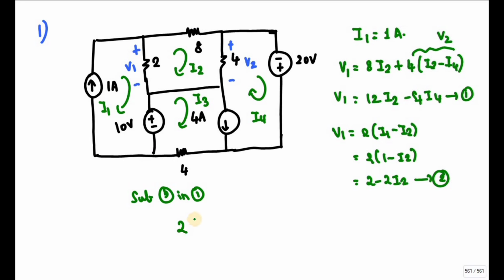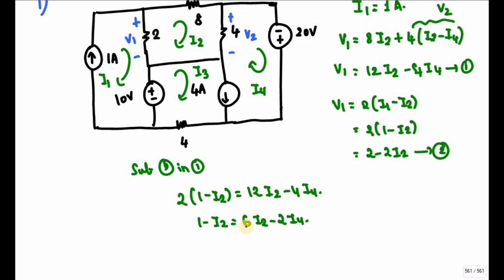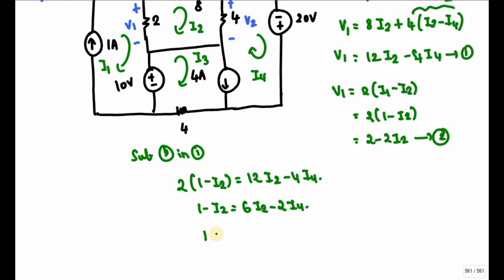Substituting the second equation into the first equation, you get 2 minus 2 I2 is equal to 12 I2 minus 4 I4. So 1 minus I2 is equal to 6 I2 minus 2 I4. So 1 is equal to 7 I2 minus 2 I4. This is what I'm getting as the third equation.